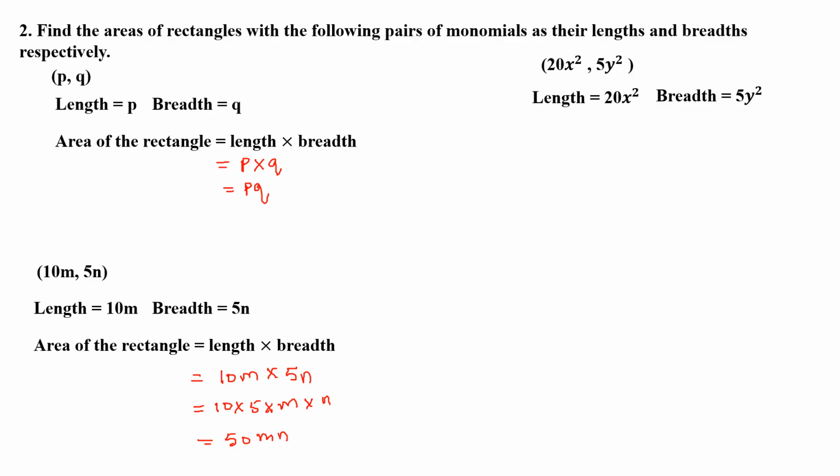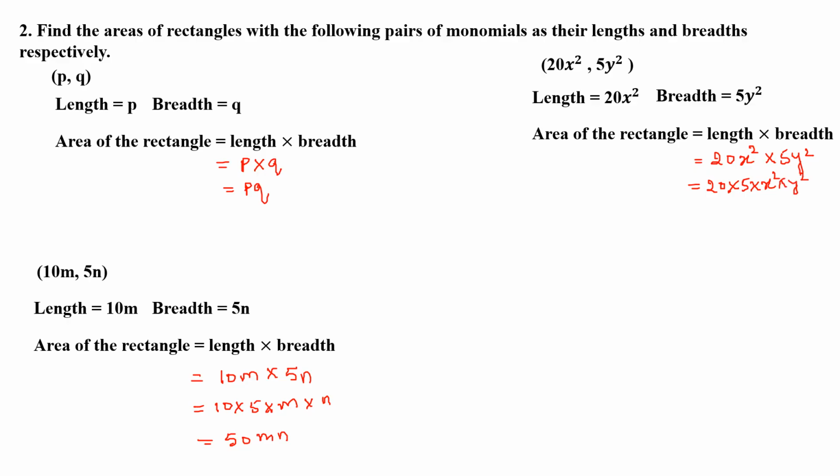Now third one, length is 20x square, breadth is 5y square. Area of a rectangle is length into breadth. So from here you can write 20x square into 5y square. Now find the product of the numerical part. So 20 into 5 and the variable part is x square into y square. So 20 into 5 is 100 x square y square.